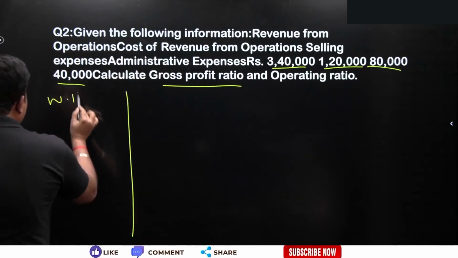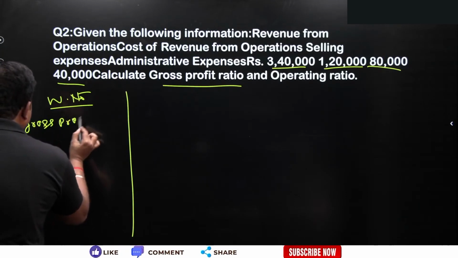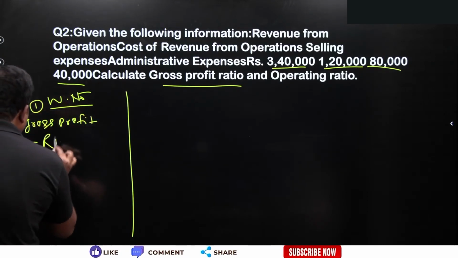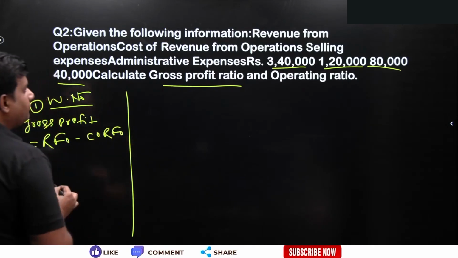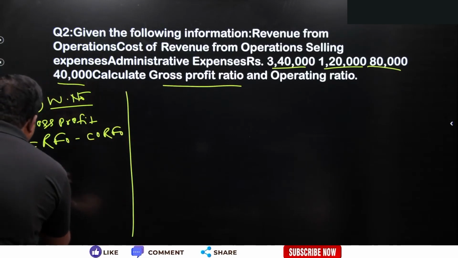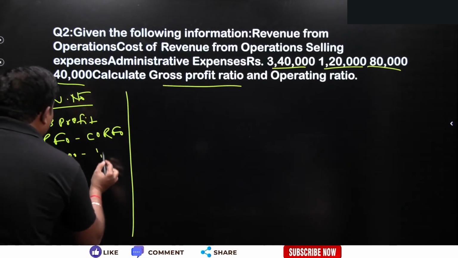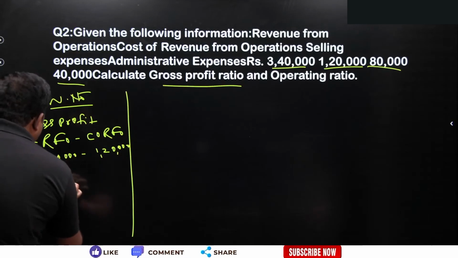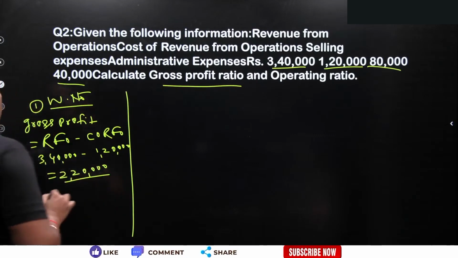So in order to ascertain the gross profit, this is your working note number 1. What you can do is, revenue from operation minus cost of revenue from operation will give you the gross profit. So here the revenue from operation is 3,40,000 and cost of revenue from operation is 1,20,000. So the difference between the two is 2,20,000, and this is your gross profit.